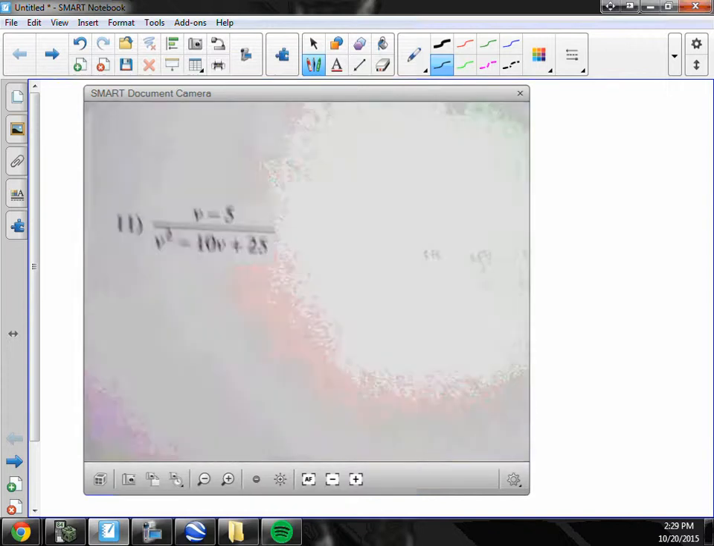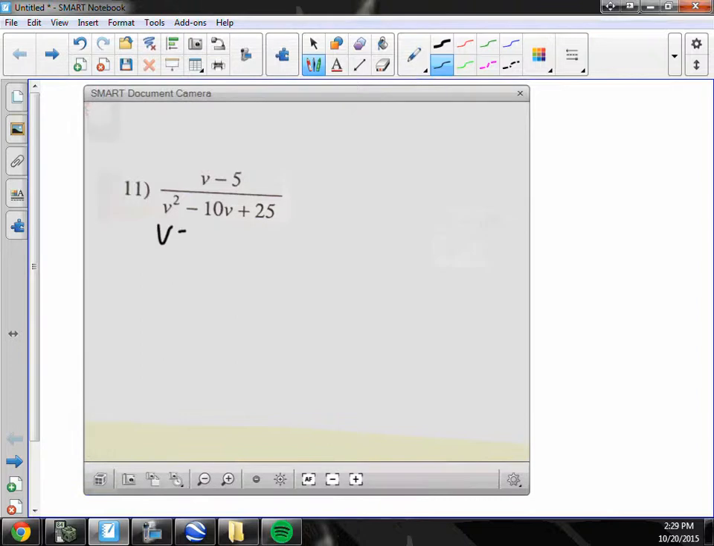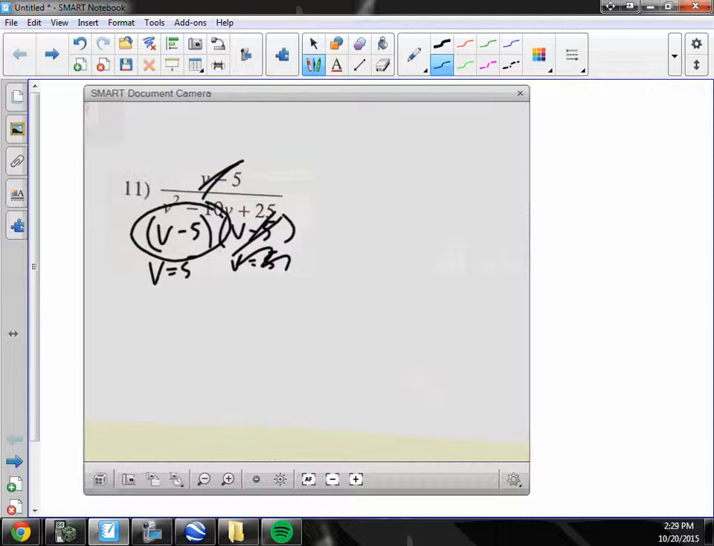Okay, number 11. In the denominator, I have v minus 5 and v minus 5, and that cancels. So what two numbers is the denominator not allowed to be? 5 and? So this one gives me v equals 5, and this one gives me v equals 5. It's the same number. So if one of them cancels, does that mean I have a hole or an asymptote or both? Well, anything that stays behind creates an asymptote. You know this. It's got to be an asymptote.